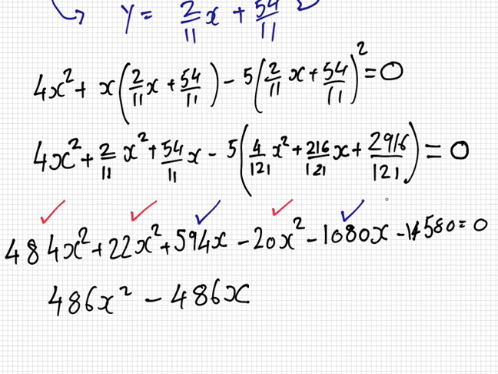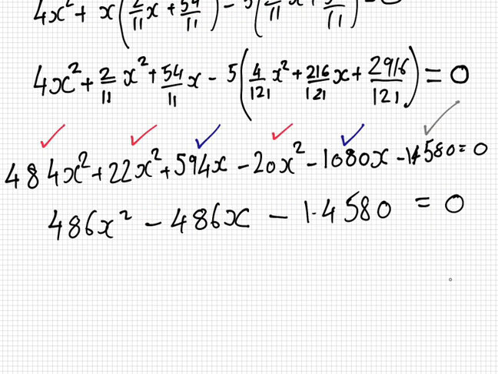It looks like they're all cancelling. And then this is at the end, minus 14580. Now I'm willing to bet I deliberately did this so that we can divide all of these by 486. Well, 2 for sure, yeah. Witchcraft? No. It's called maths, my friend.